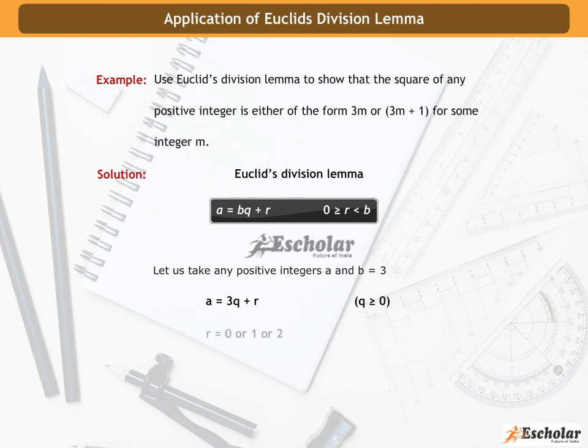Now r is equal to 0, 1 or 2 because r is greater than or equal to 0 but less than 3. That means the remainder is either 0, 1 or 2. If we divide it by 3, then the remainder can never be 3. So a is equal to 3q or 3q plus 1 or 3q plus 2.